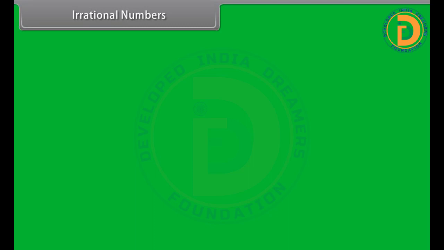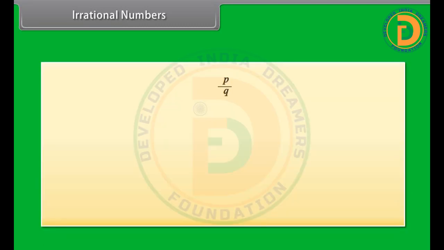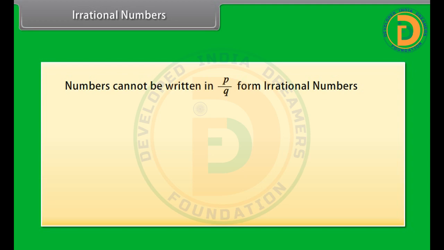Irrational numbers. You must be wondering if there are such numbers which are not in the form of p by q. Yes, there are numbers which cannot be written in the form p by q. Those numbers are called irrational numbers. For example, square root 2, square root 3, square root 7, 0.101001110, 1110, 11110, and so on, pi and so on.